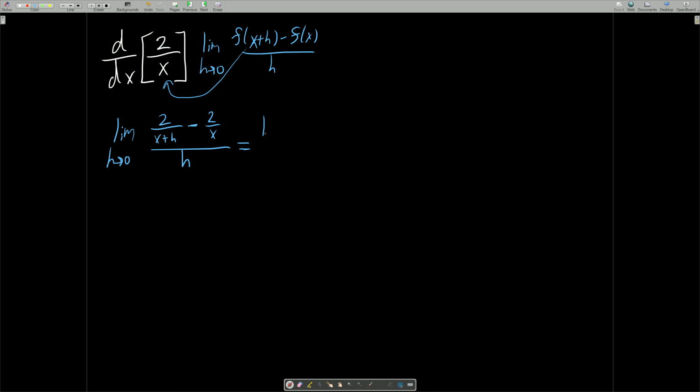Now you're going to evaluate this like a normal limit. So there's the common denominator. You need to multiply this side by x and this side by x plus h to have a common denominator. Now I can combine these two fractions.